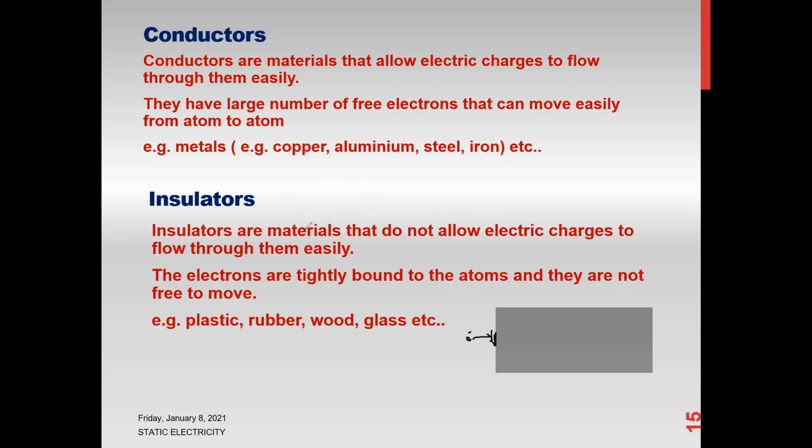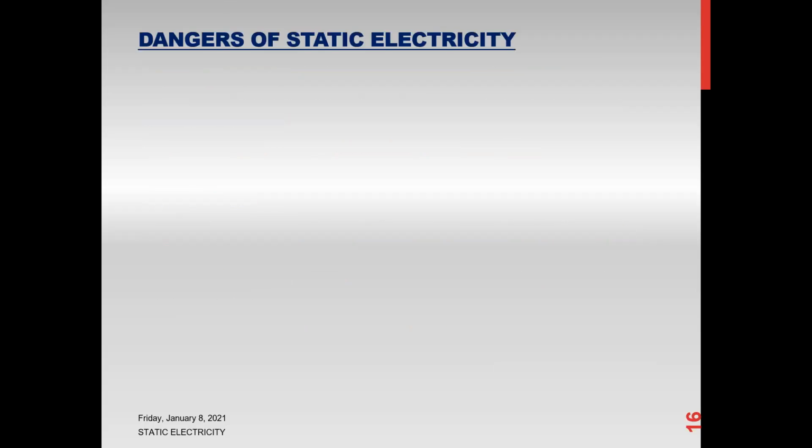Why are some materials conductors and some insulators? That is related to the type of bonding or the structure of the molecule which the material is made up of. You should understand that all metals are conductors. They allow the charges to flow through them, whereas non-metals or composite materials such as plastic, rubber, wood, and glass are insulators, which do not allow the charges to flow through them.